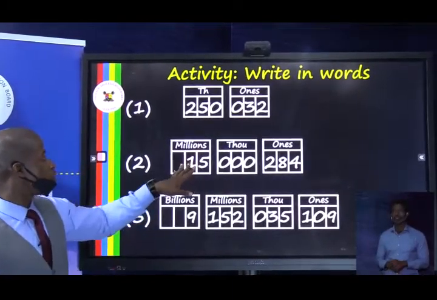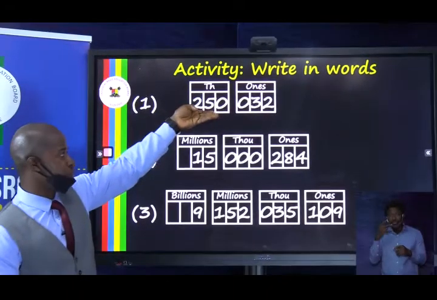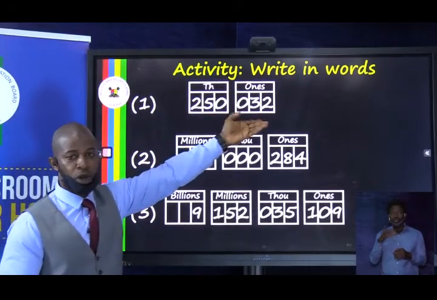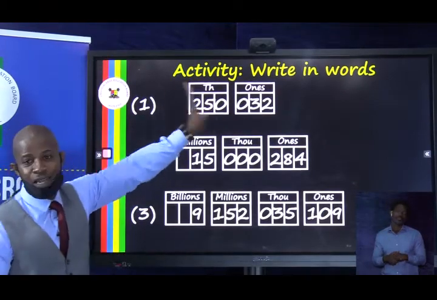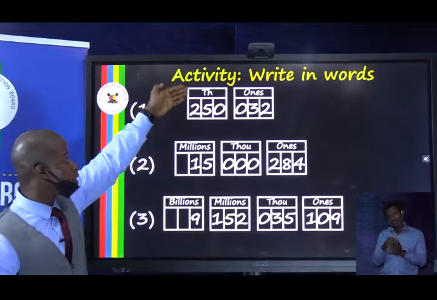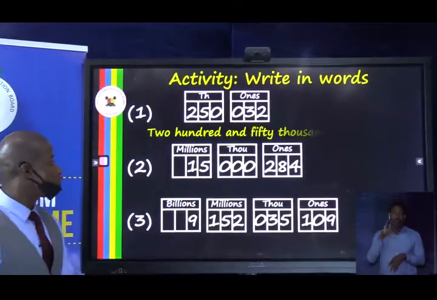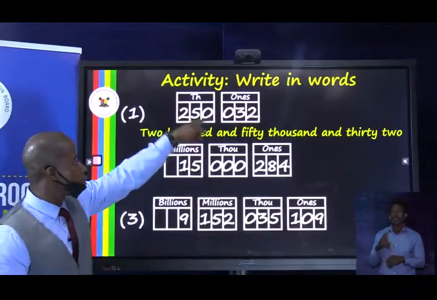This one also falls under millions. This is just thousands, so it's going to be very easy to pronounce this. 250, then you have 32. But you don't say 250 and 32. This is not ordinary 250, it is under thousands. That is 250,000 and 32. As you will say, 250,000 and then 32.